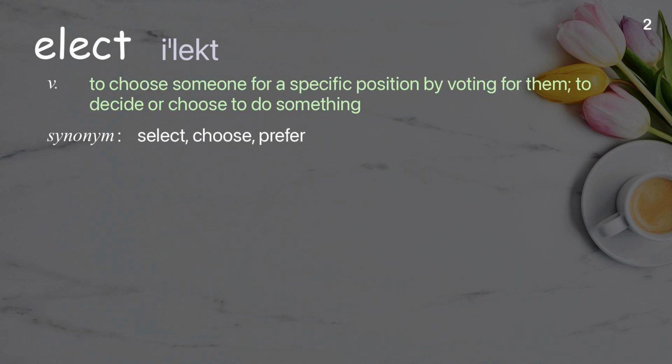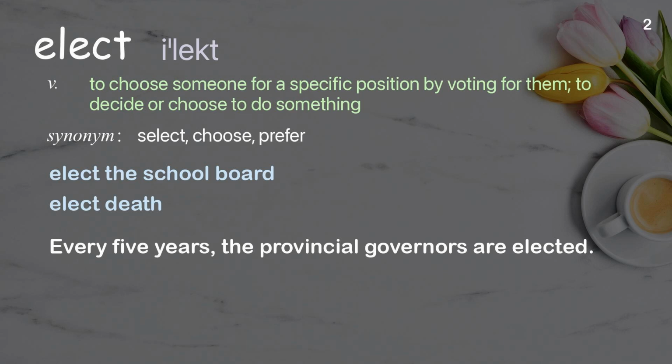Elect. To choose someone for a specific position by voting for them, to decide or choose to do something. Examples: Elect the school board. Elect death. Every 5 years, the provincial governors are elected.